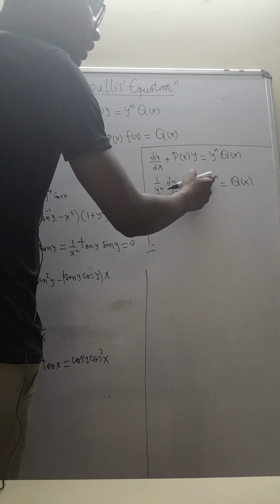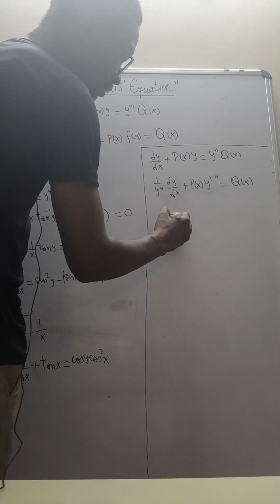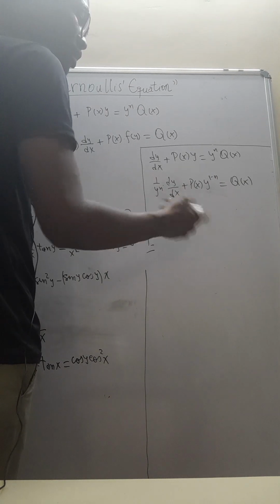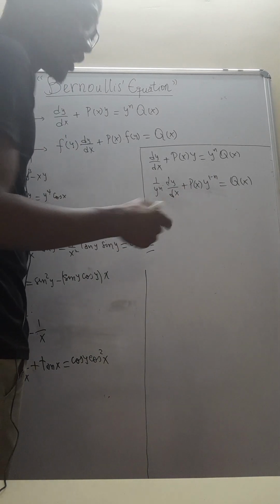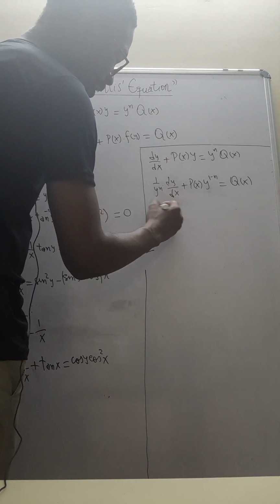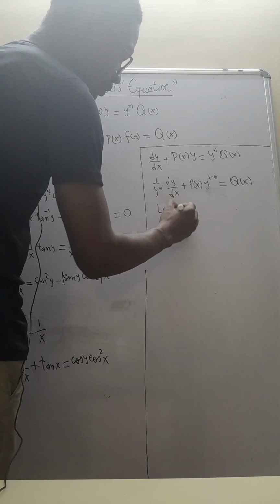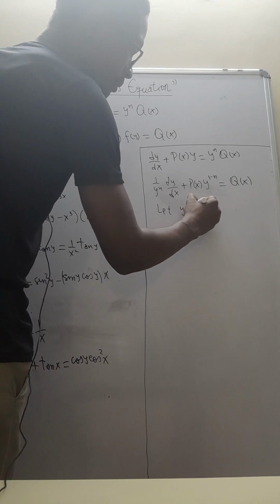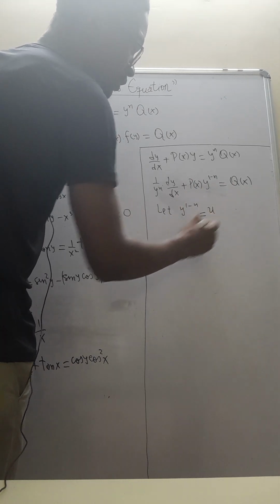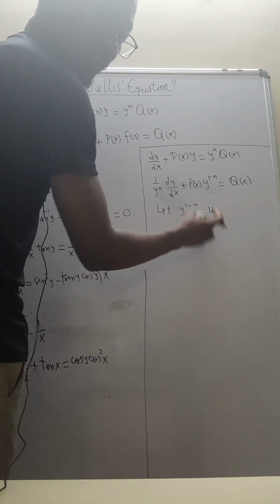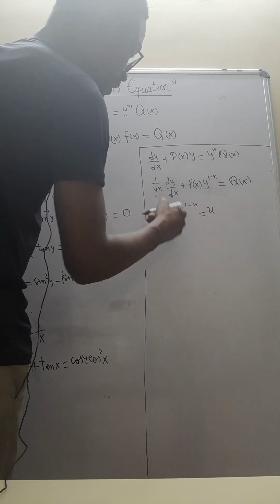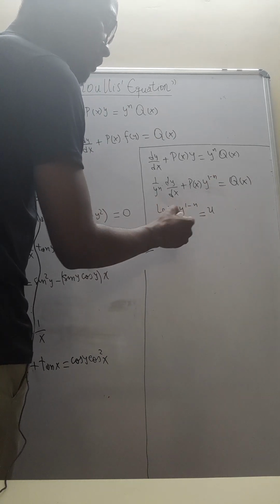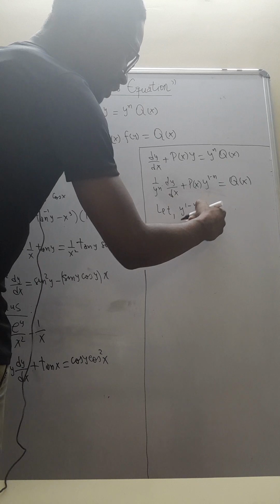So y raised to y minus n, I can make this one and say u. Just apply this supposition. Let y raised to 1 minus n equal u. Here u is a function of x also, as y is a function of x too. So now apply the derivative of this and the derivative of this.